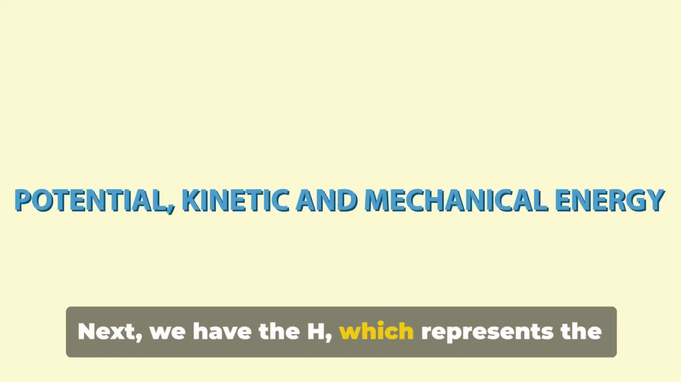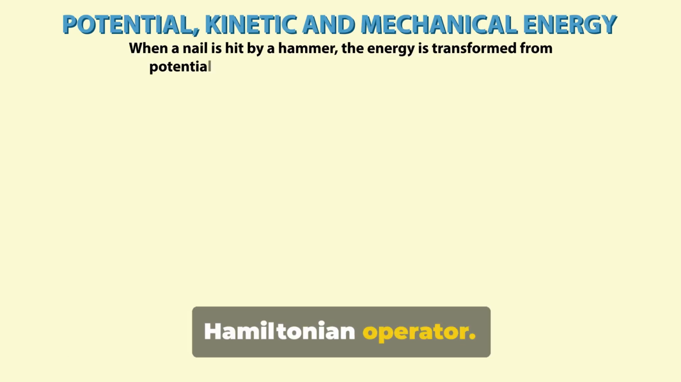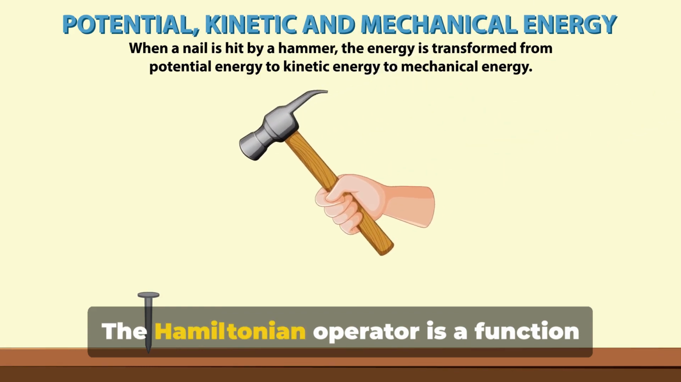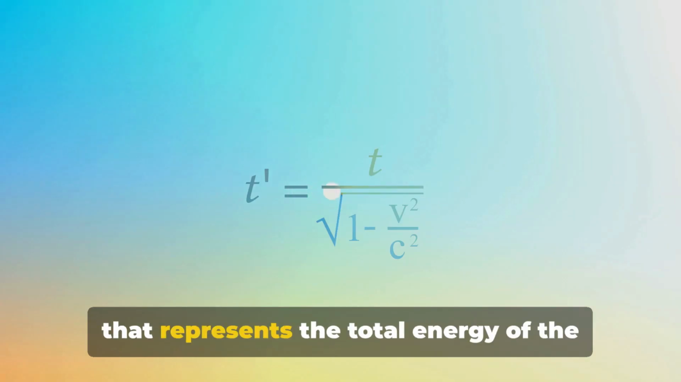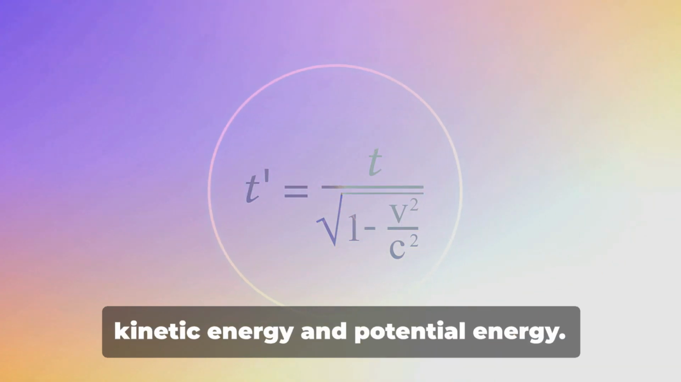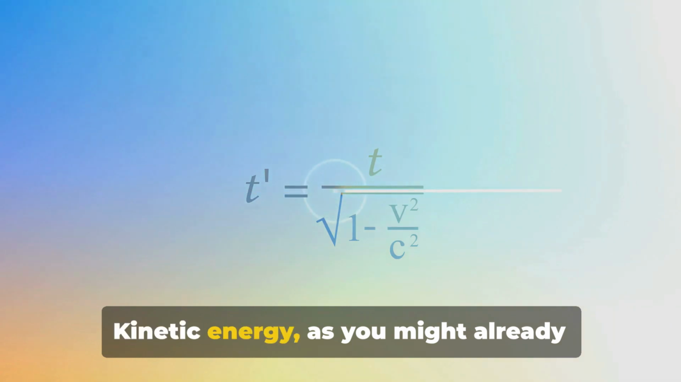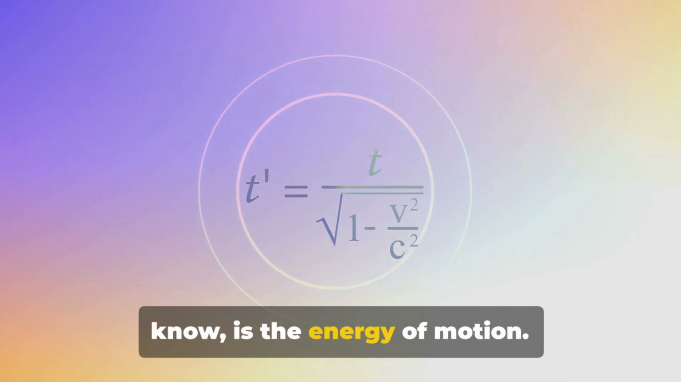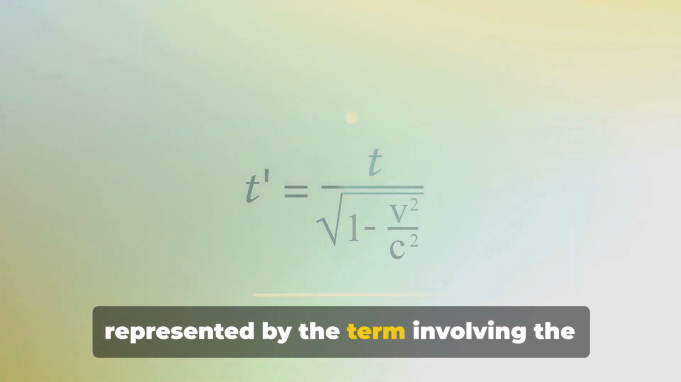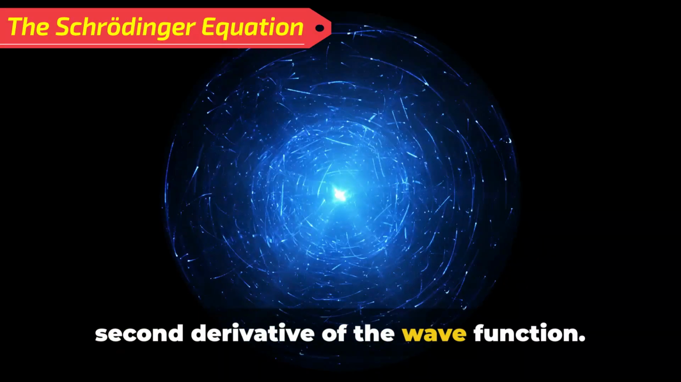Next, we have the H, which represents the Hamiltonian operator. This is where things get a bit tricky, but bear with me. The Hamiltonian operator is a function that represents the total energy of the system, and it's split into two parts: kinetic energy and potential energy. Kinetic energy, as you might already know, is the energy of motion. In the Schrödinger equation, it's represented by the term involving the second derivative of the wave function.